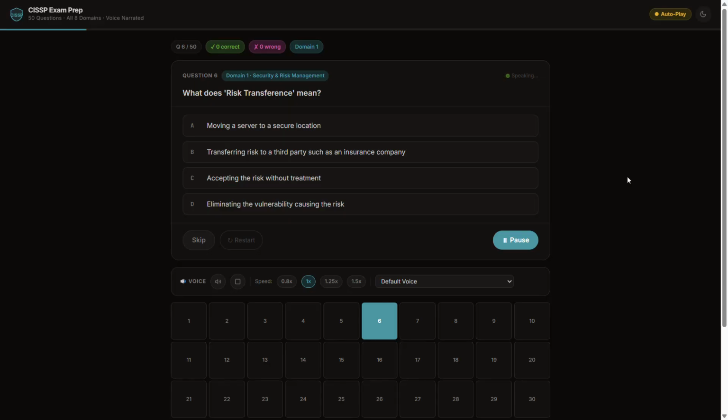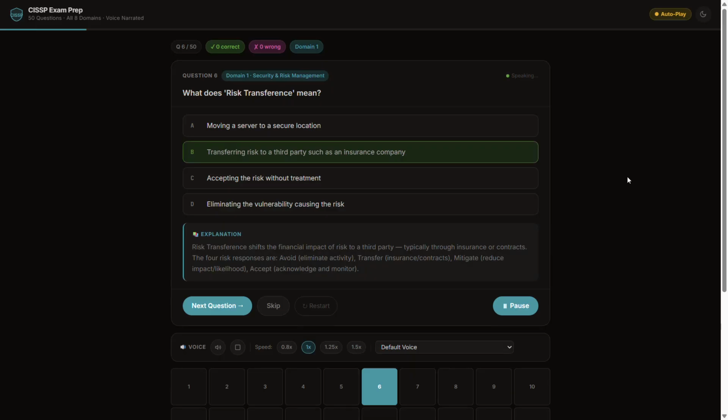Question 6. What does risk transference mean? Options: A. Moving a server to a secure location. B. Transferring risk to a third party such as an insurance company. C. Accepting the risk without treatment. D. Eliminating the vulnerability causing the risk.